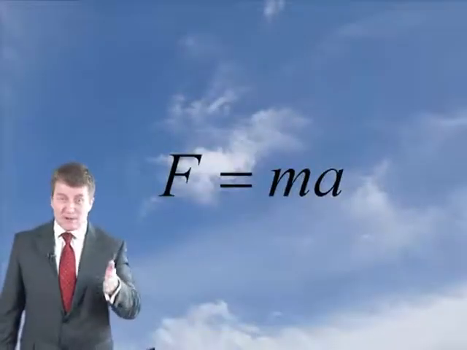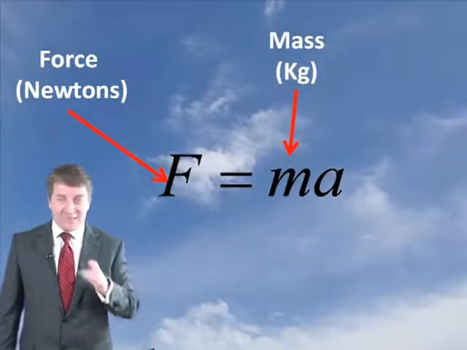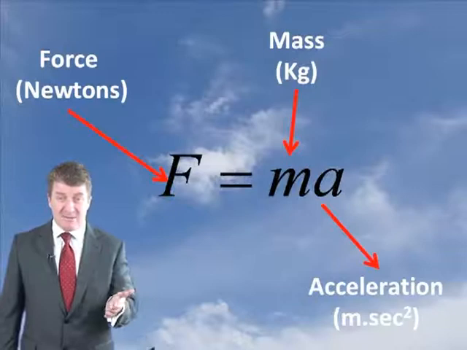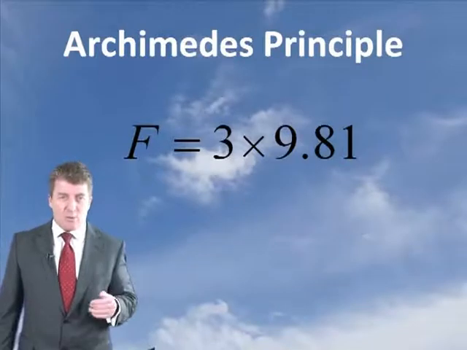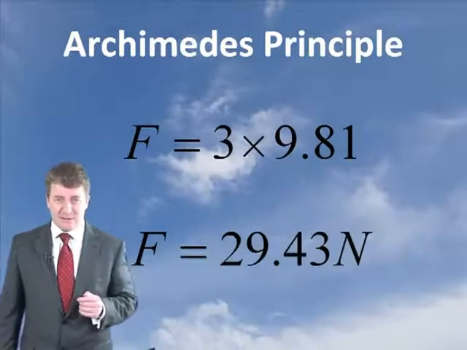Now what is the force of gravity? Well, the formula to determine the force due to gravity is F equals ma, where F is the force in newtons, m is the mass in kilograms, and a is acceleration due to gravity, which is 9.81 metres per second squared. So what is the force acting on a 3 kilogram block of wood? Well, put it in this formula, F equals ma, 3 times 9.81, the force is 29.43 newtons.